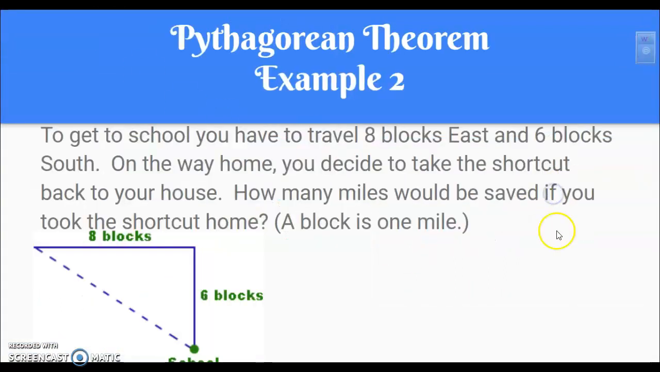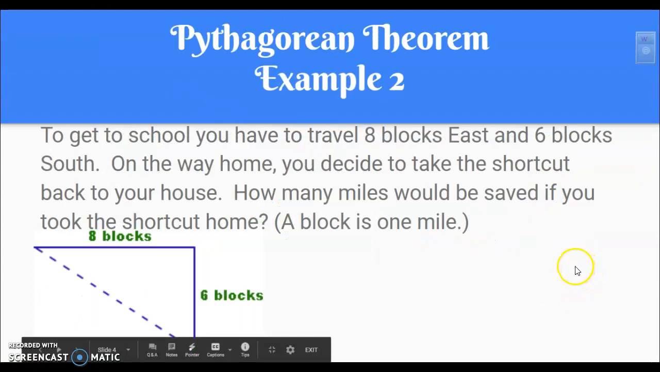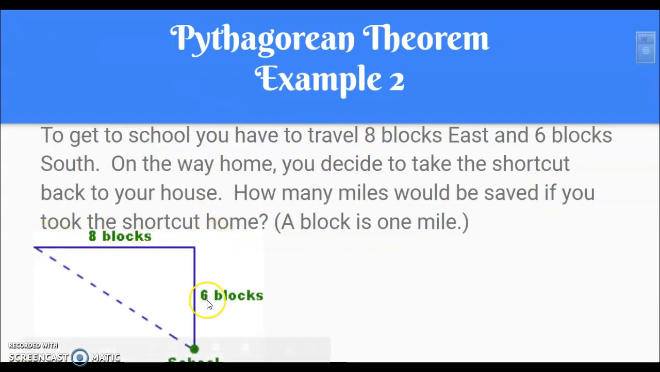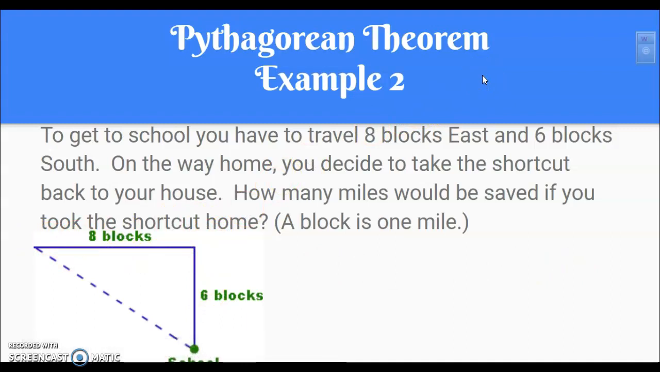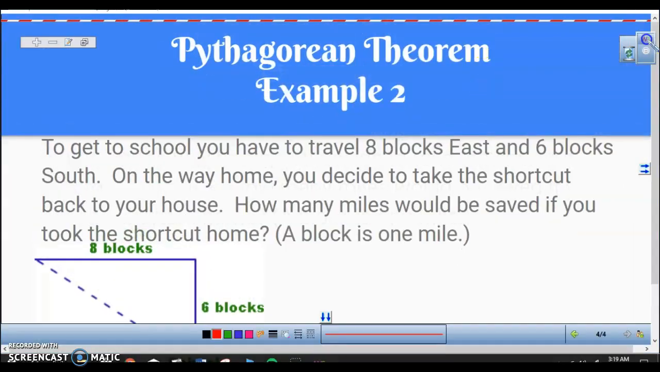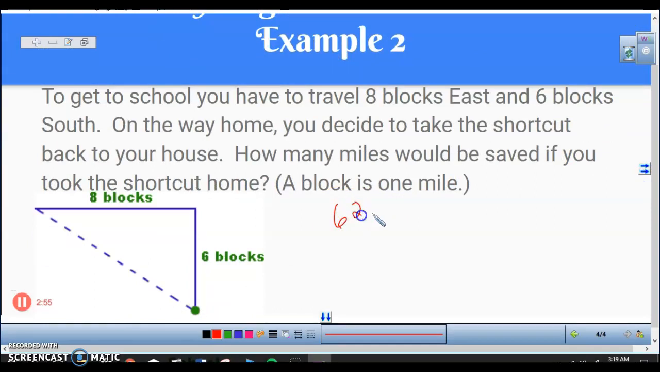Alright, next. To get to school, you have to travel 8 blocks east and 6 blocks south. On the way home, you decide to take the shortcut back to your house. That's the dashed line. How many miles would be saved if you took the shortcut home? So first, you need to find the hypotenuse there. So we'd have a squared plus b squared. These are both legs. That would give me 6 squared plus 8 squared. I could take my shortcut and find the square root. That would be 10. So my hypotenuse here is 10 blocks.